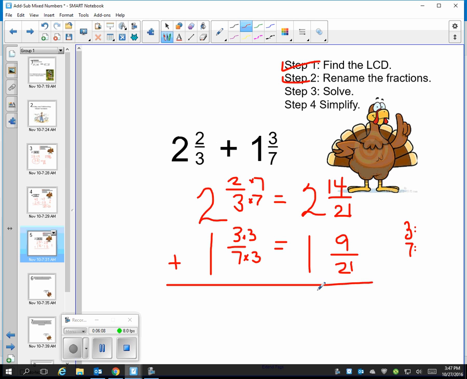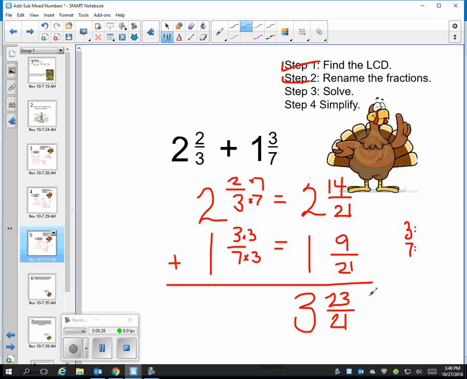Now I'm going to add my whole number. 2 plus 1 is 3. And then my denominator, of course, will stay the same. 14 plus 9 is 23. All right, before I circle this as my answer, I've got to ask, can I simplify it?